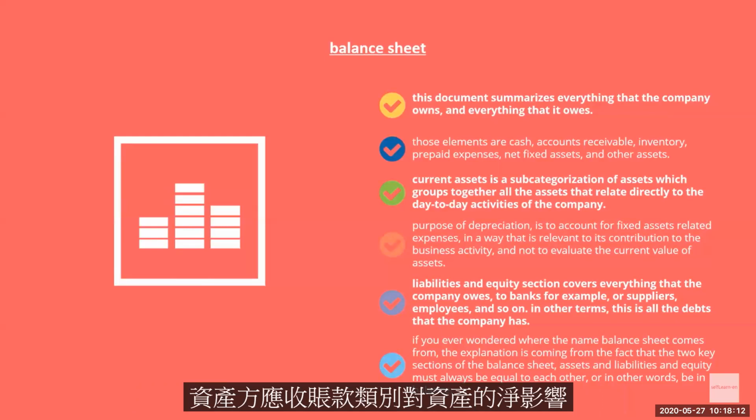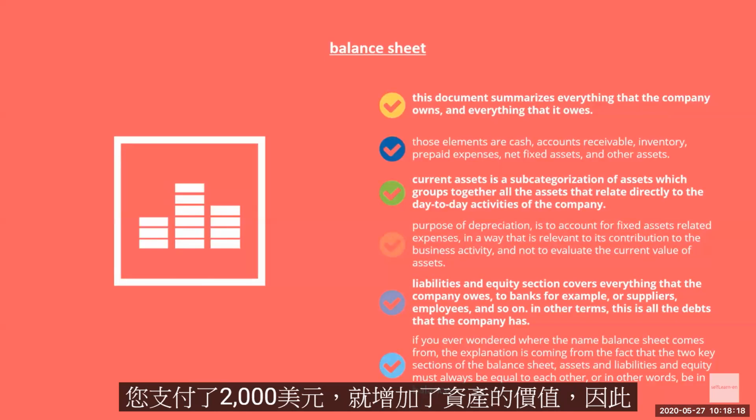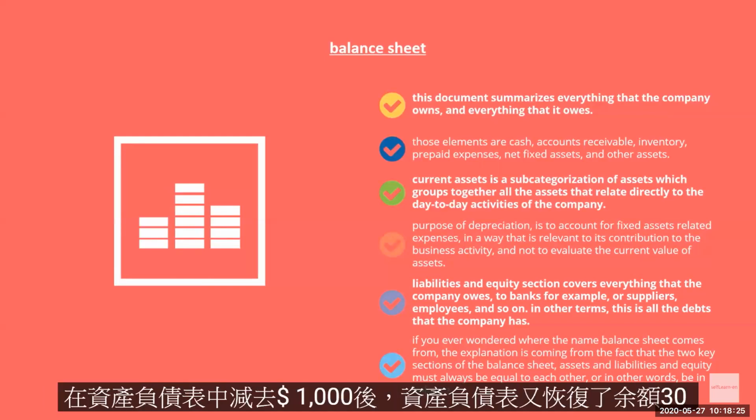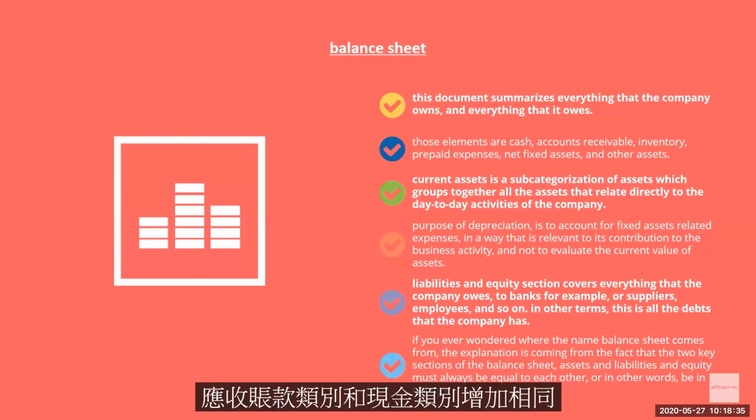The net impact on the asset section is an increase in $1,000, since you have sold for $3,000 goods that you paid for $2,000. You have increased the value of your assets, and therefore the value of your company. You can therefore increase retained earnings on the equity side of the balance sheet by $1,000. The balance sheet is again in balance. 30 days later, the customer pays the $3,000 bill. So you can take out $3,000 from the accounts receivable category and increase the cash category by the same amount.